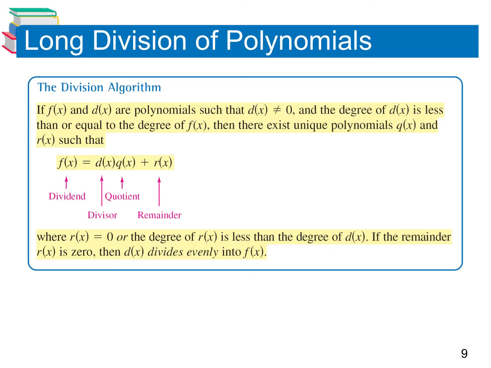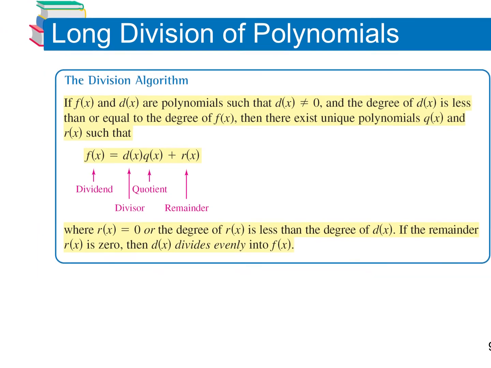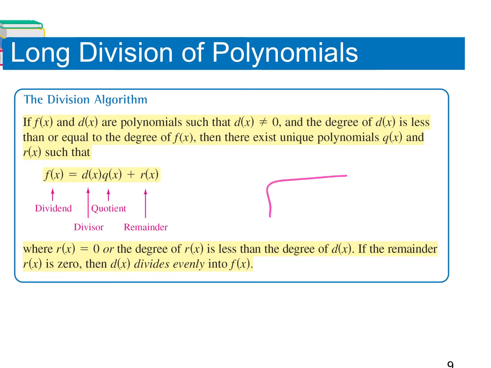All right, this slide just says that the degree of the divisor has to be less than or equal to the degree of the dividend. So like what we just did in the last one, what was on the inside was x cubed, what was on the outside was x minus 2. So the degree of the outside has to be less than what you're dividing it into on the inside. If the remainder is 0, then it divides into it evenly.